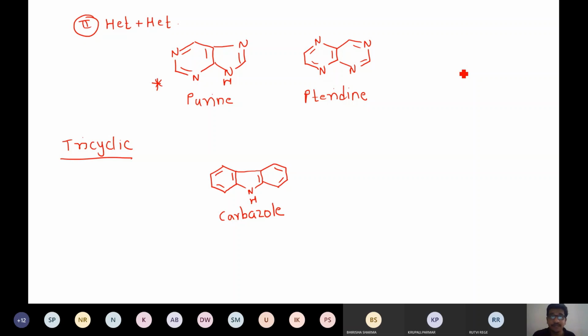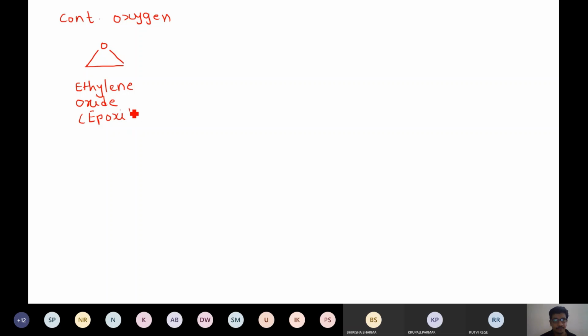Let's go ahead. I hope now you are finding this a little bit simple with this type of system. Let's go ahead with heterocycles containing oxygen, the second main category. And the simplest one, I think everyone should be able to recognize. The old name was ethylene oxide. You must have studied this in microbiology also. It is used as a gas sterilization agent, or simply epoxide. So ethylene oxide or epoxide.